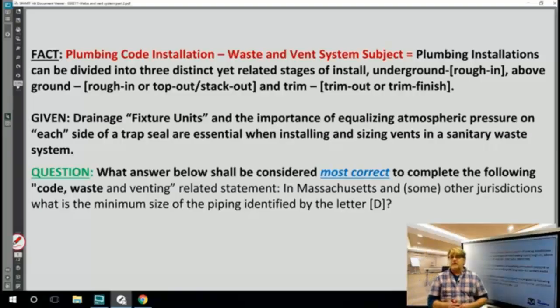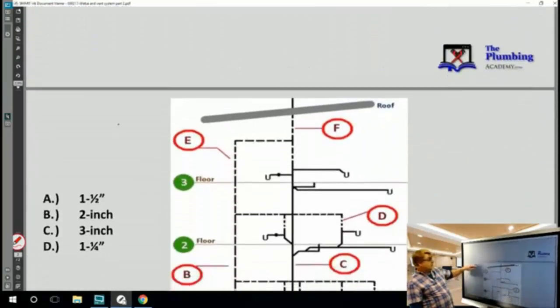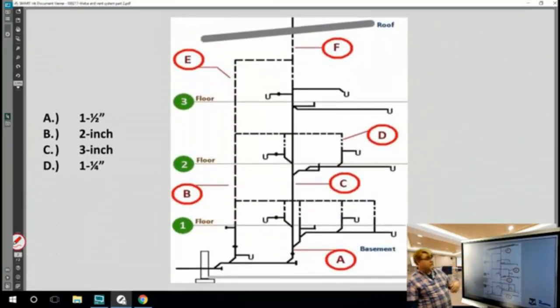The sample question that you see on your screen right now, and again, this is about drainage, waste, and vent. One of the things you see on the screen here is the question, where it has a fact, a given, and then the question. What you can't see, because I'm going to bring you up to that in a second, is that this drawing right here is also associated with that question.